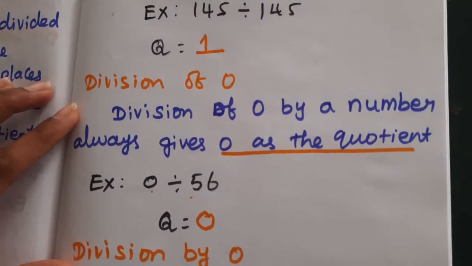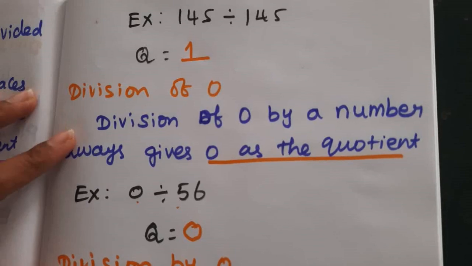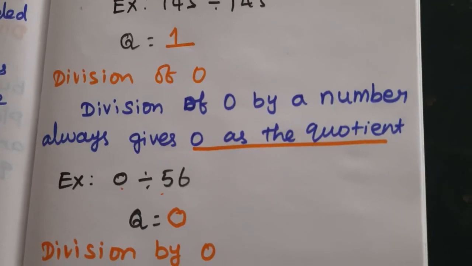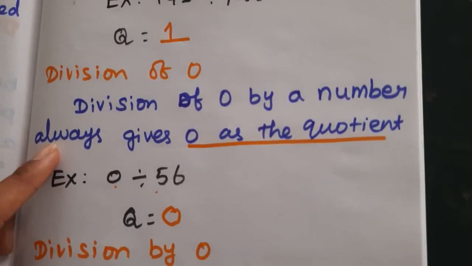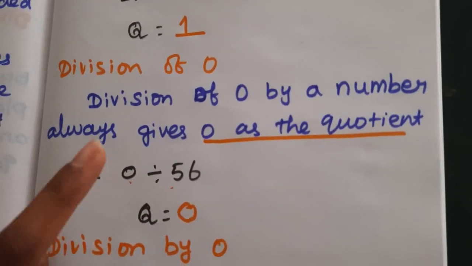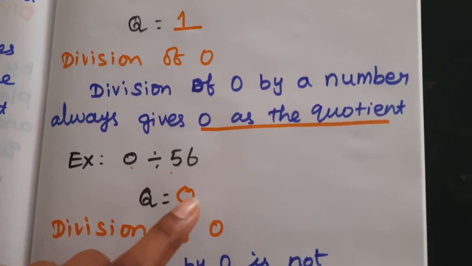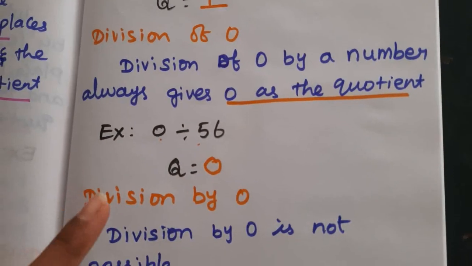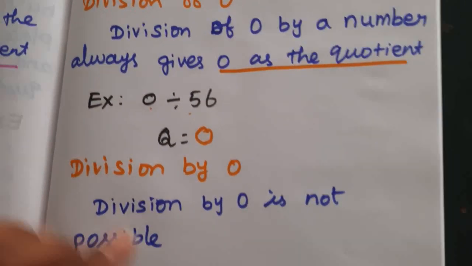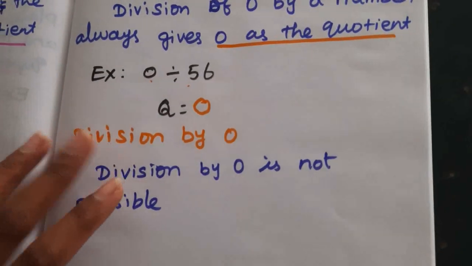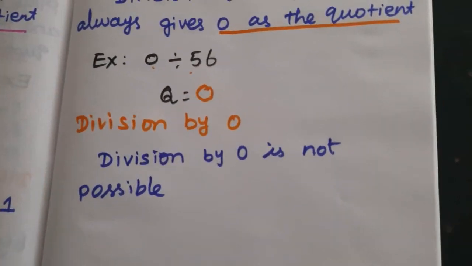Next is the division of 0. When 0 is divided by any number, the quotient is always 0. But division of any number by 0 is not possible.